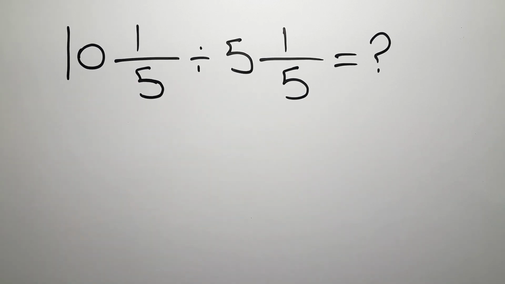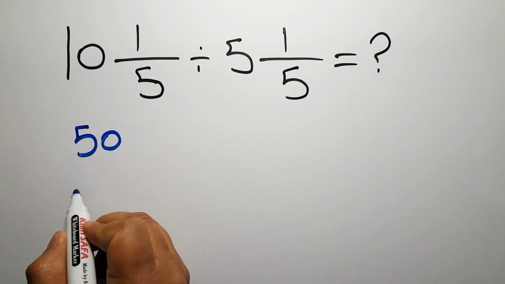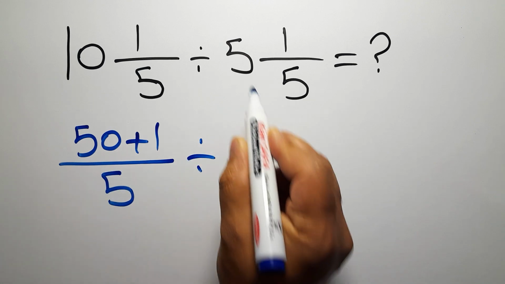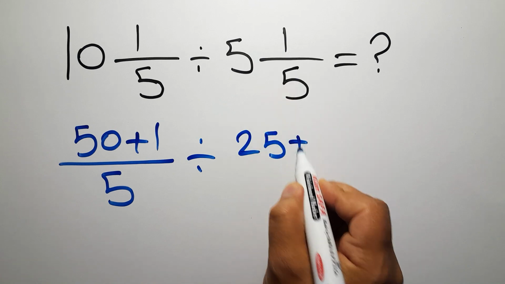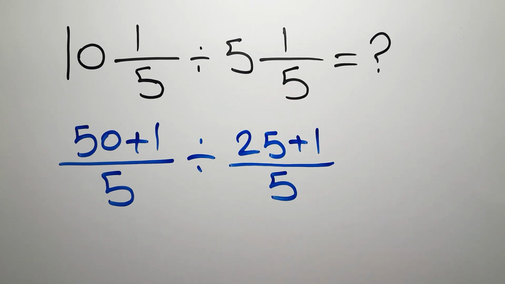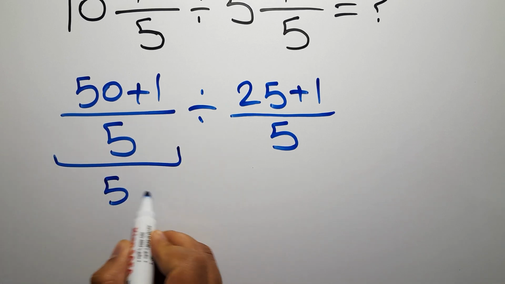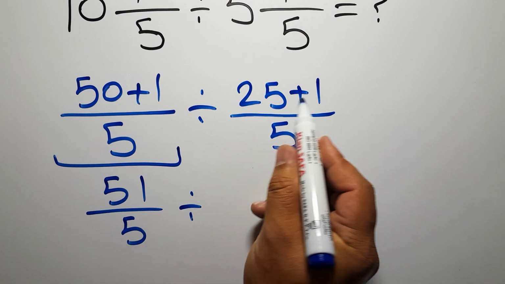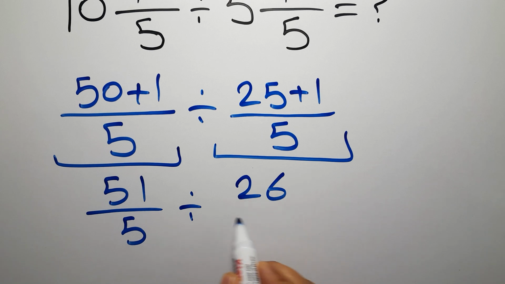Okay? 10 times 5 gives us 50, and 50 plus 1 over 5. 5 times 5 gives us 25, and 25 plus 1 over 5. Okay, 50 plus 1 gives us 51, and over 5 divided by 26. 25 plus 1 gives us 26. So 26 divided by 5.